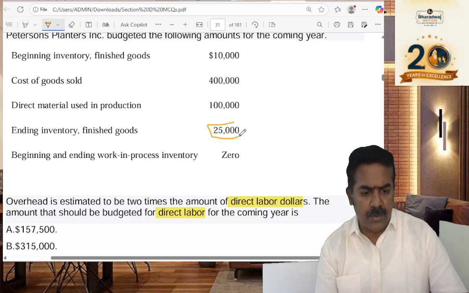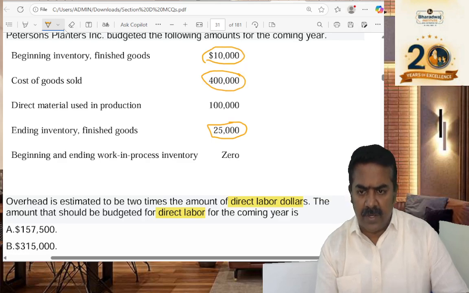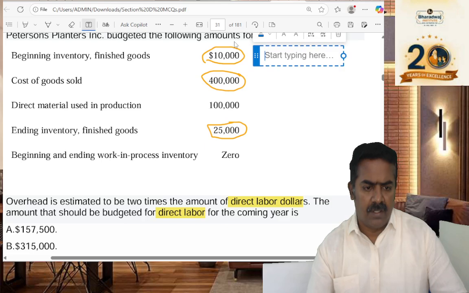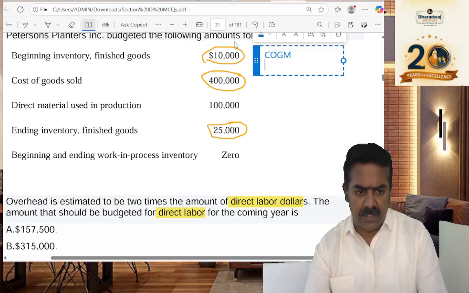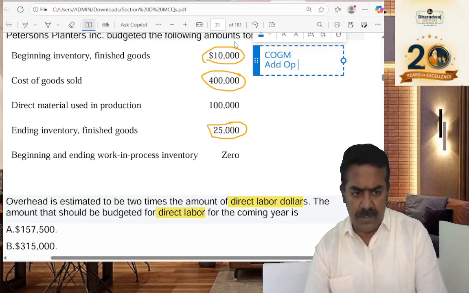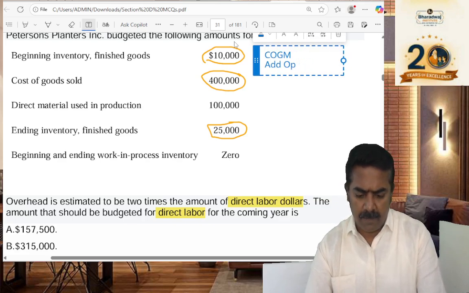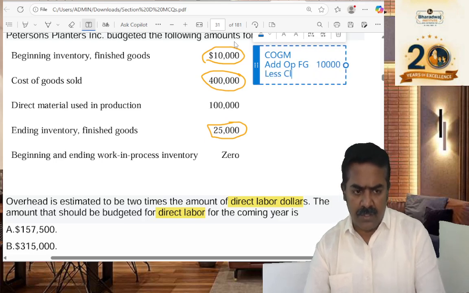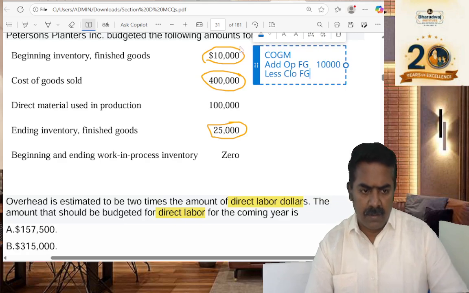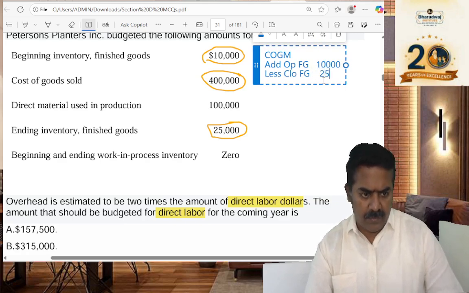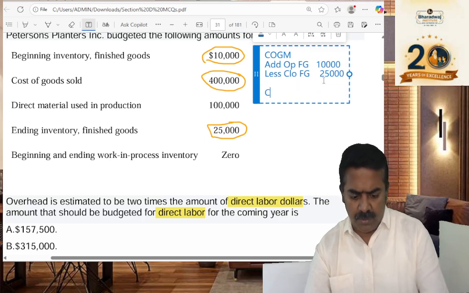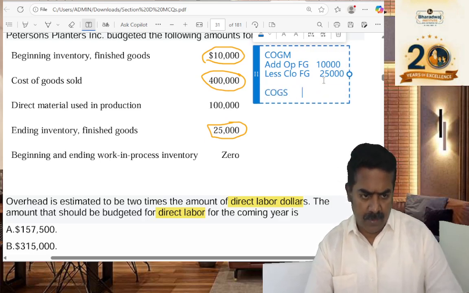Ending inventory of finished goods is given. Beginning inventory of finished goods is given. Cost of goods sold is given. From this, find out cost of goods manufactured. Normally, what will you do? Cost of goods manufactured, add opening finished goods, 1 lakh, less closing finished goods, 25,000. This will give us cost of goods sold. Cost of goods sold is 4 lakhs.